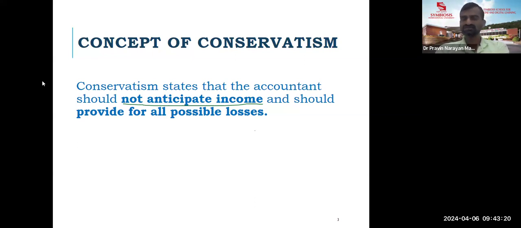Hence, the concept of conservatism helps ensure the financial statement provides a more prudent and reliable representation of the company's financial health, in particular in situations where there is uncertainty or risk involved. So it is all about being cautious and transparent in reporting financial position, which enhances the credibility, or we can say the reliability, of the information provided to the stakeholders. I hope you understand this concept.